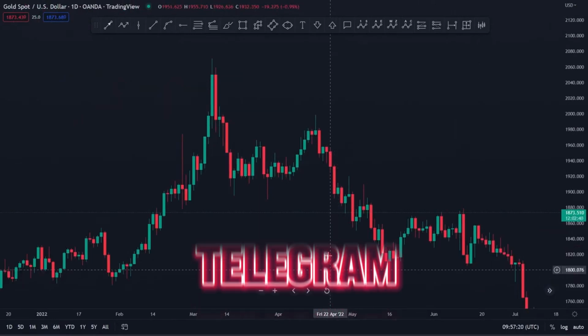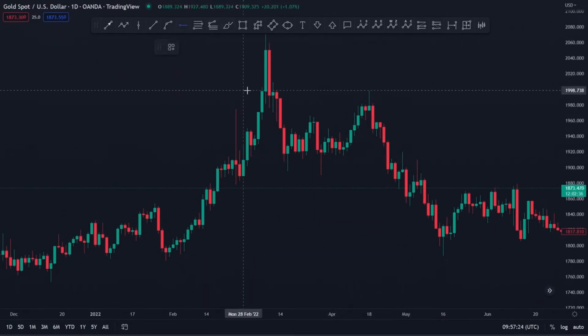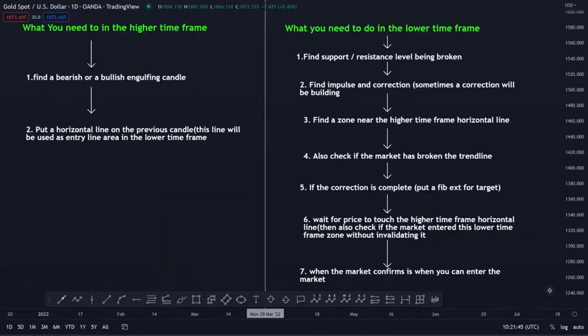Where should I start from here? I think I'll start from this level here. Okay, so let's continue from here. Before we move on to the first example, I want to point out some of the things that you need to focus on when you are on the higher time frame. On the higher time frame, you have to find a bearish or a bullish engulfing candle. Then for step 2, you need to put a horizontal line on the previous candle like this, guys. This will be the bullish candle. Then if you see a bearish engulfing candle like this, that means you're going to put that line here.